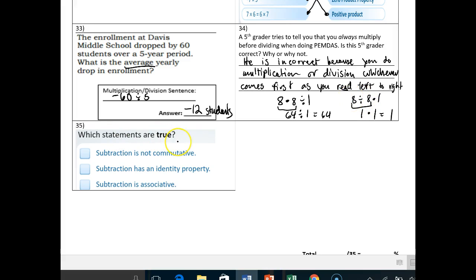All right, and last one, which statements are true? Subtraction is not commutative. That is true, right? 5 minus 3 is not equal to 3 minus 5. This would give you 2. This would give you -2. Subtraction has an identity property. That is true. 5 minus 0 is the same thing, anything minus 0 basically is going to be the same thing. That's what the identity property is. So 5 minus 0 is going to be 5. But is subtraction associative? That is incorrect. So you had the first 2 that were true.